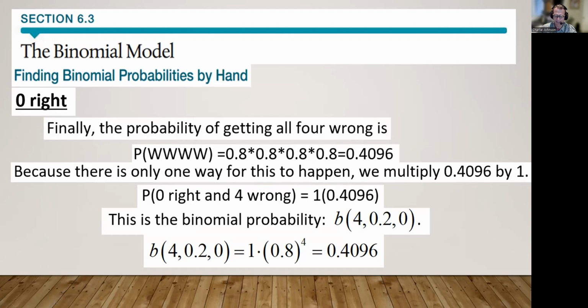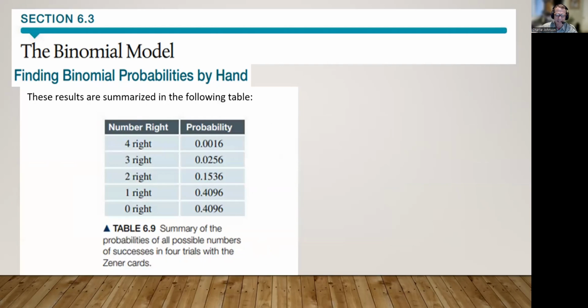Okay, so what do we do with all this? We're going to summarize this in this table. So we calculated these probabilities to get 4 right at 0.0016, 3 right at 0.0256, 2 right at 0.1536, and to get 1 right was 0.4096, and 0 right is 0.4096 again.